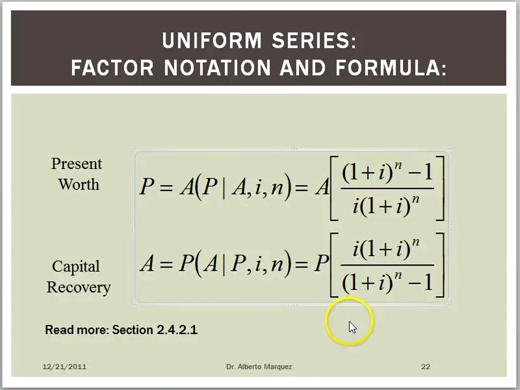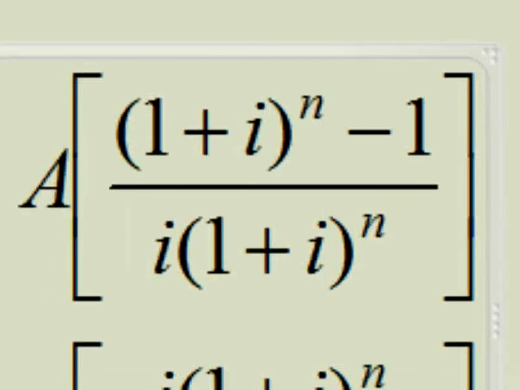In order for us to find a present value when we have several annuities, we can use the factor P given A, and we multiply that factor times A. In the same manner, that formula is specified as this factor, P given A. The formula for that factor is 1 plus I to the n minus 1, divided by I times 1 plus I to the n.